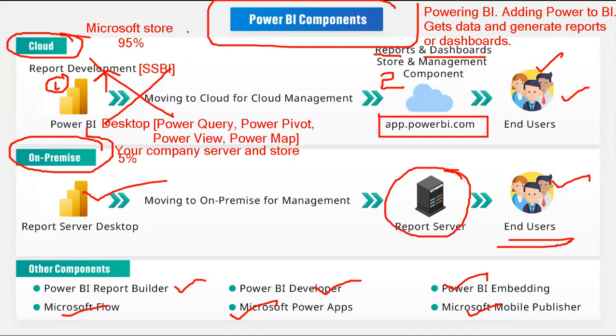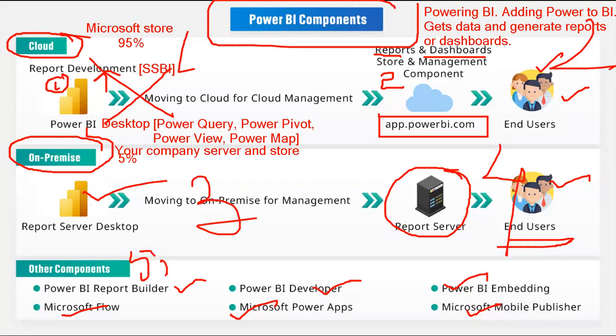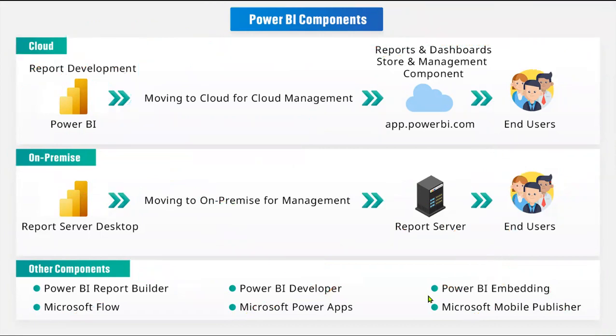Important components in Power BI: 1, 2, 3, 4, 5 developer, 6 builder, 6 developer, 7 embedding, 8 mobile publisher. These are the 8 components we have in Power BI. And today I will explain this component with a little practice to show you the user friendliness, ease of operations. And the remaining components' explanation I will give tomorrow, half an hour I will spare for explaining this part in detail.